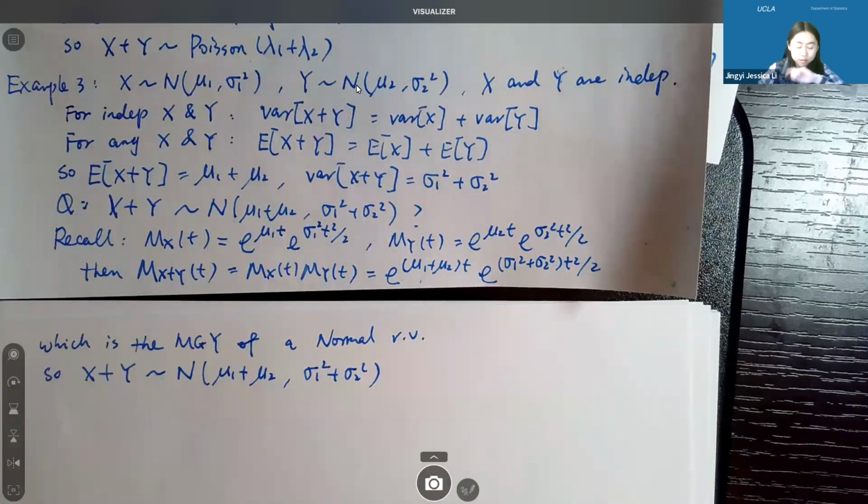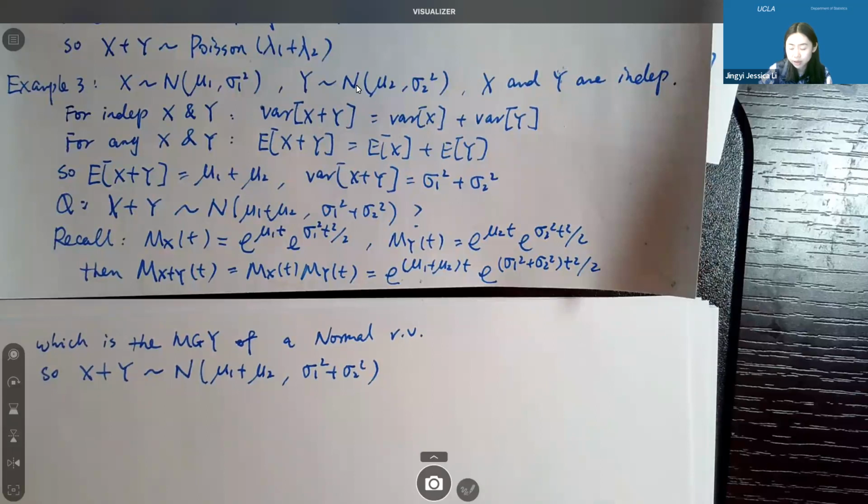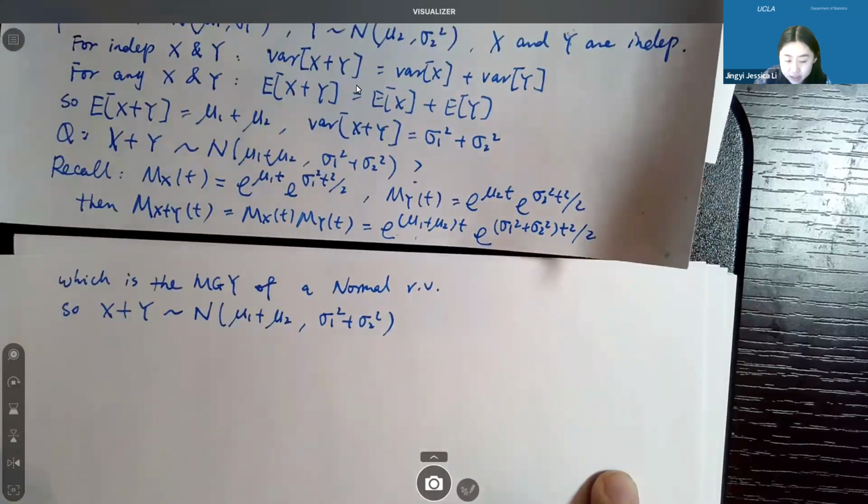So far we have seen 3 examples about deriving the distribution of a sum of independent random variables. Just to summarize, the sum of 2 binomial random variables with the same p is still a binomial, with total as the sum of the 2 totals. The sum of 2 independent Poisson is still a Poisson random variable with a rate parameter as the sum of the 2 rate parameters. And finally, the sum of 2 independent normal random variables is still a normal random variable with the mean as the sum of the two means and the variance as the sum of the 2 variances. And the MGF is a useful tool for deriving this.